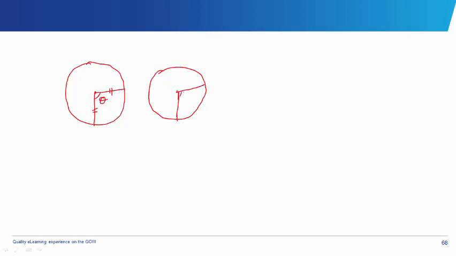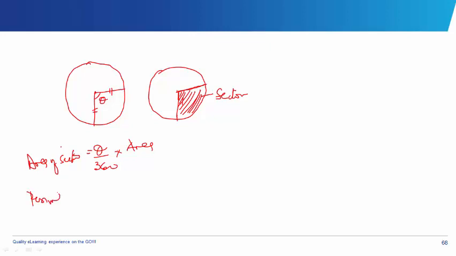So the space subtended by two radii is called a sector. Now to find the area of this sector, it equals the angle divided by 360, multiplied by the area of the circle. This gives us the area of the sector, and also the perimeter is still the same thing.